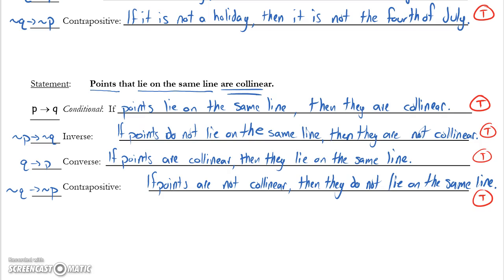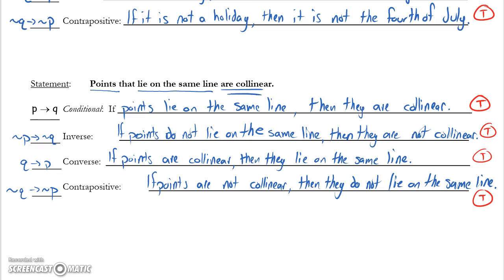Okay, so hopefully you figured this out. In this case, all four statements are true. There is no counterexample to my inverse saying that if the points do not lie on the same line, then they are not collinear. That's a true statement. So is my converse. If points are collinear, they lie on the same line. True statement. And my contrapositive is also true. If the points are not collinear, then they do not lie on the same line.